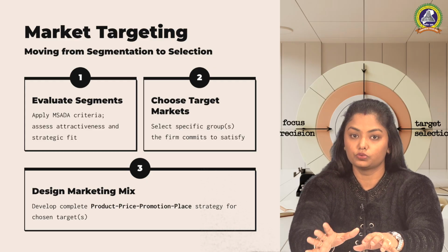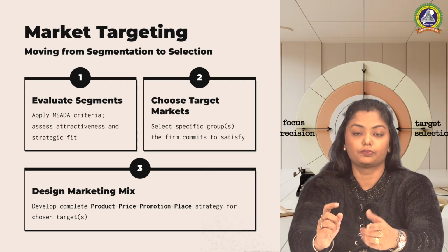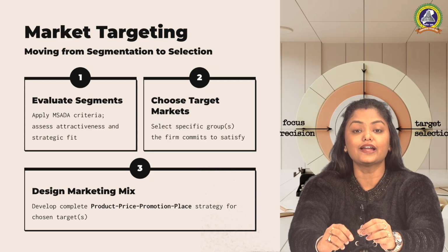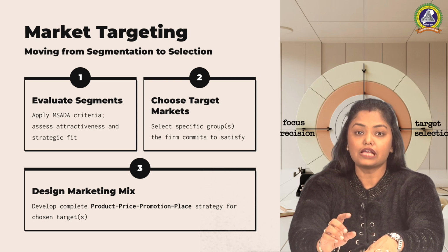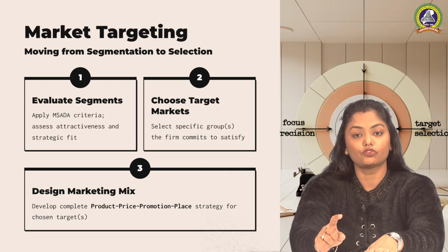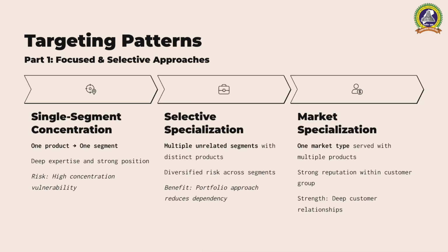Once this group is chosen, the entire marketing mix, the product, price, promotional activities, and the distribution network is designed specifically for them. As the diagram shows, there are 5 main patterns or strategies for selecting your target market. Let's look at these 5 patterns using the P for product and M for market grid. First is single segment concentration. This is what we earlier called concentrated or niche marketing. The firm operates in a single market segment with a single product.